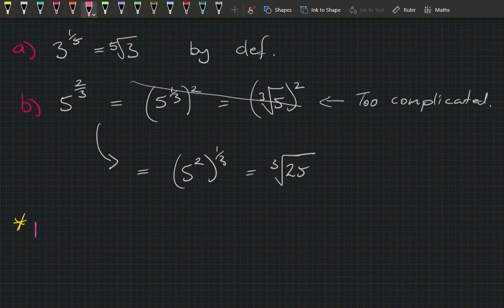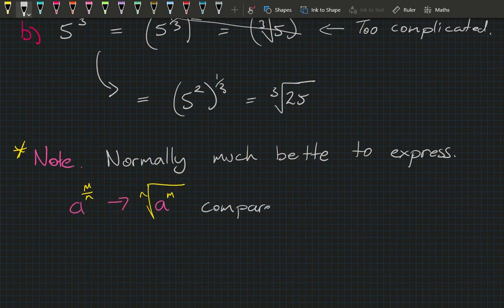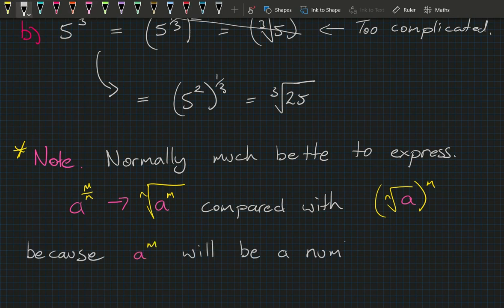But please, let's take a note that it's normally much better to express a to the power of m on n as the nth root of a to the m, compared with the nth root of a, all raised to the power of m. Because in a normal case, a to the m will be a number.